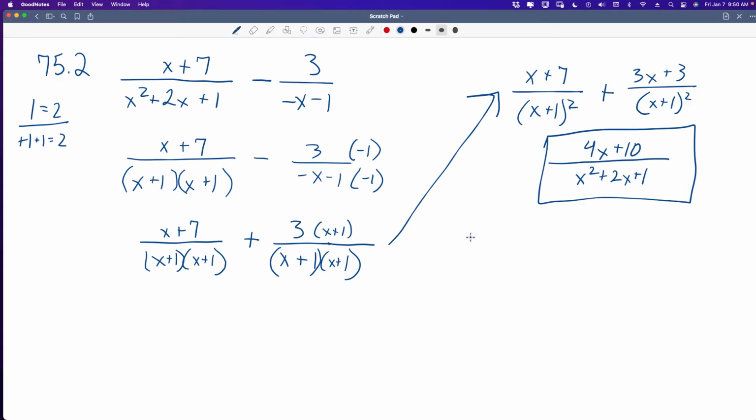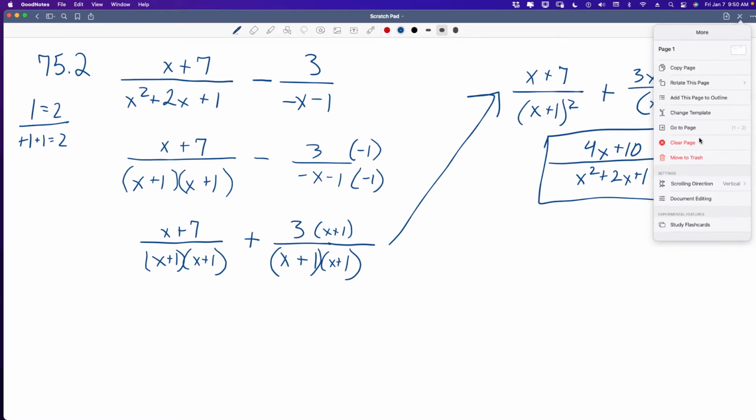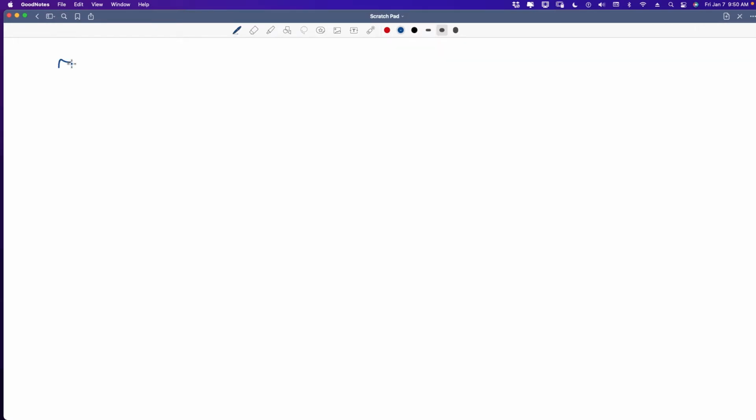All right, 75.3. These aren't so hard. I mean, look, 1, 2, 3, 4, 5 steps. 5 steps is not so bad. Let's clear the page. Let's look at 75.3.